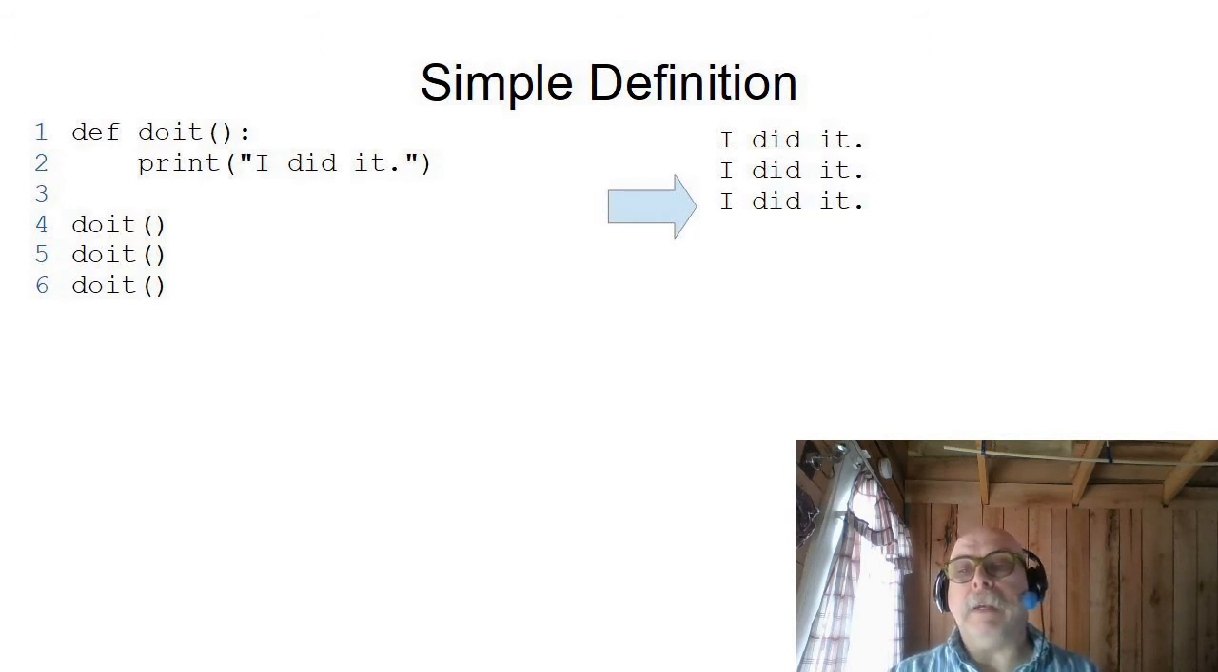Here I created a definition called do it. You can see that it follows the syntax that I described in the last slide. On line 2, it has a print statement that says, I did it. It's by far the simplest definition you'll ever create. It really is kind of nonsensical because it doesn't really do anything. But you can see on lines 4, 5, and 6 that I called the definition, and the result was it printed, I did it 3 times. So there's a simple definition.